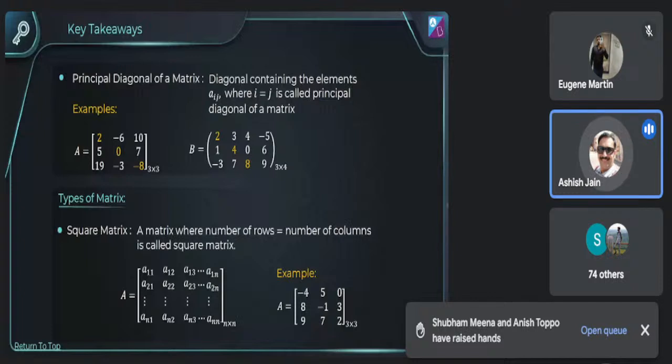Okay? Similarly, again, we have positions 0 0, 1 1, 2 2 and 3 3. So 2, 4 and 8 form the principal diagonal of matrix B.